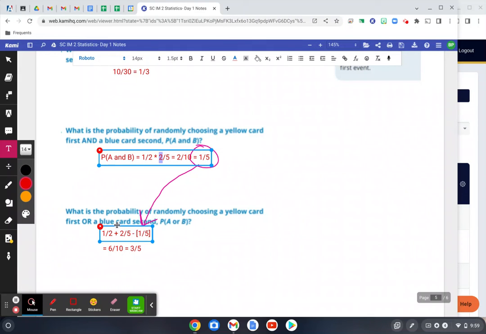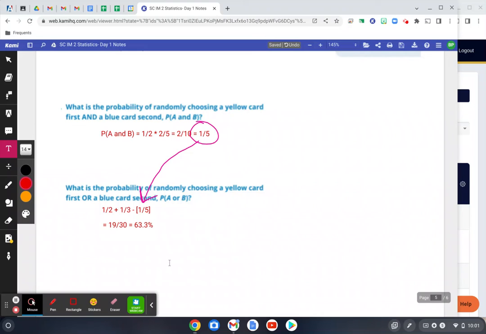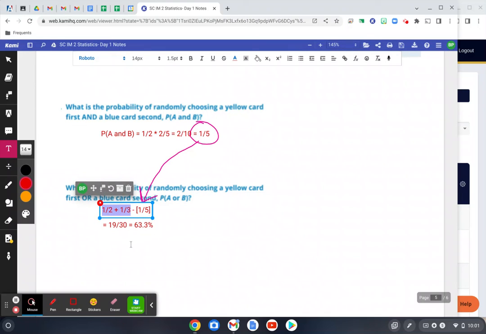Now, once again, what is the probability of randomly choosing a yellow card first or a blue card second? So we're going to go 1/2 plus 2/5 minus the 1/5. Sorry, mid thought, I realized that I had that backwards. So we have to consider these first two parts separately, right? So we're going to go probability of a yellow card, that's 1/2. Probability of a blue card second, that is 1/3, minus the overlap of 1/5, and that comes out to 63.3%.